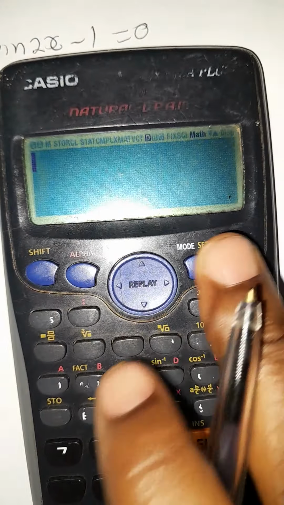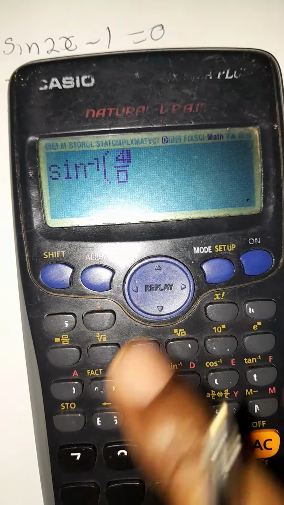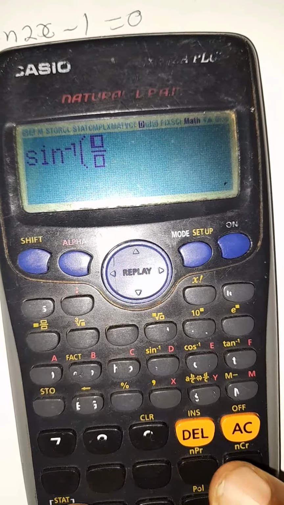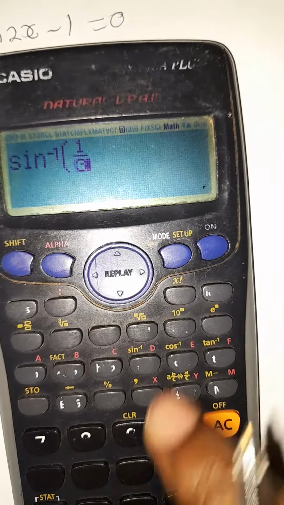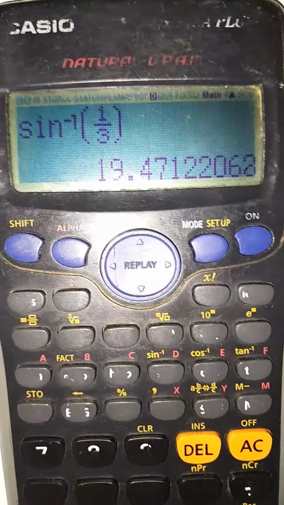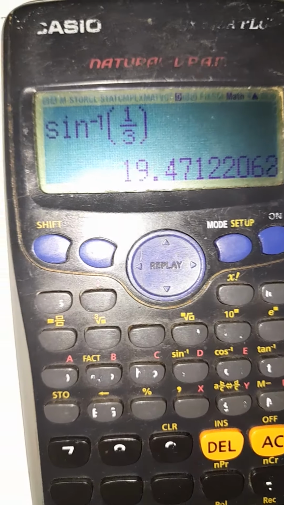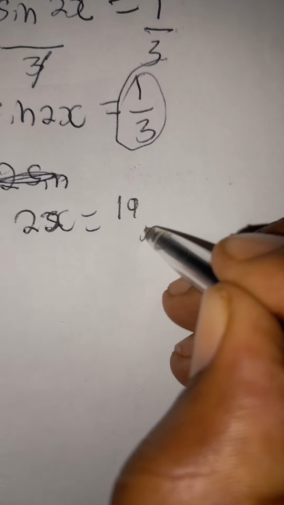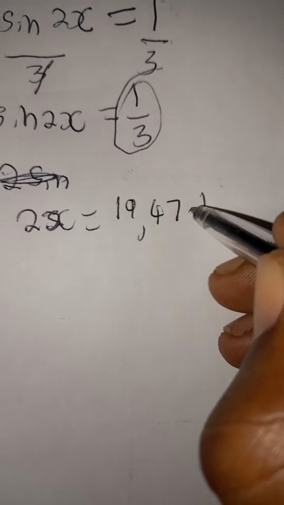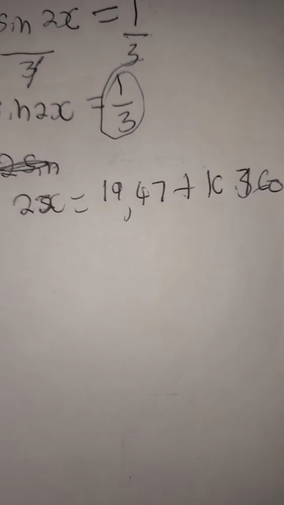Okay, take your calculator there. So what are we going to have? Sine arc of 1 over 3, sine arc of 1 over 3. So we have 19,47. Yes, so that will be 19,47. So we are going to have 19,47 plus k times 360, since it's sine, the period of sine is 360, remember.